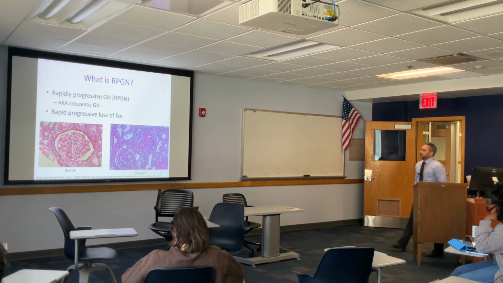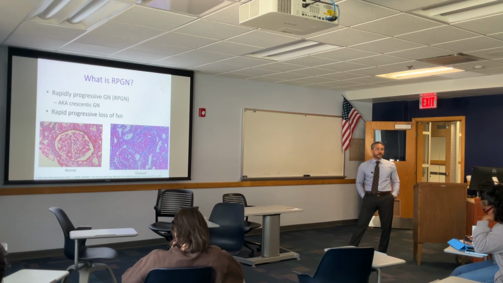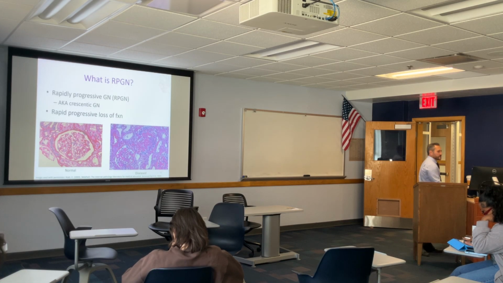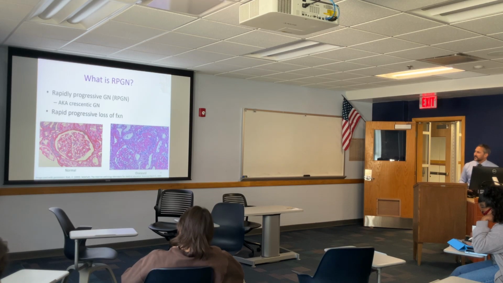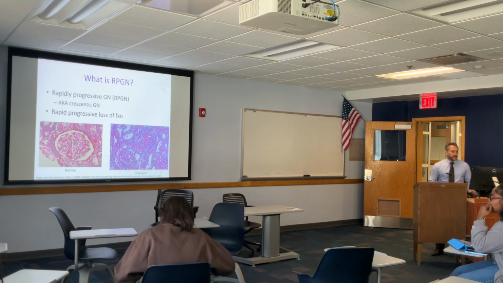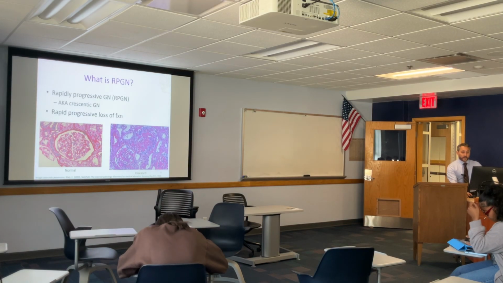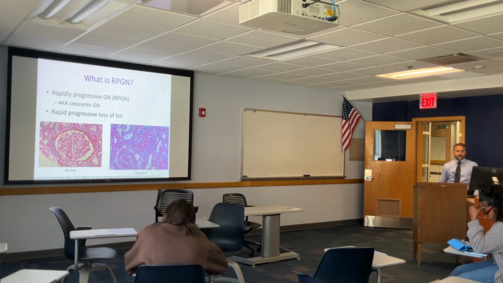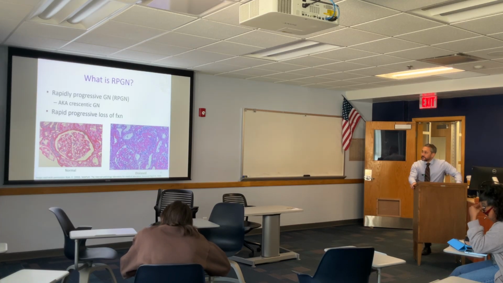All right, we're going to get into different types of glomerulonephritis. So the first one is rapidly progressive glomerulonephritis, RPGN. As the name would suggest, it occurs very, very rapidly. Its etiology isn't well understood, of why it comes on.